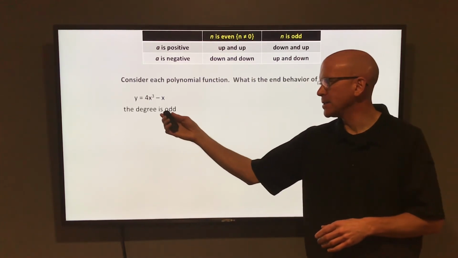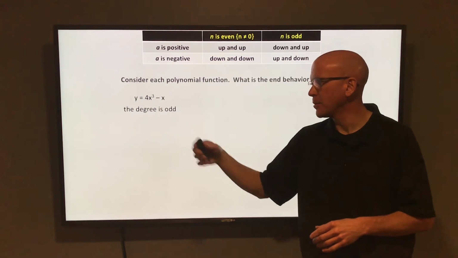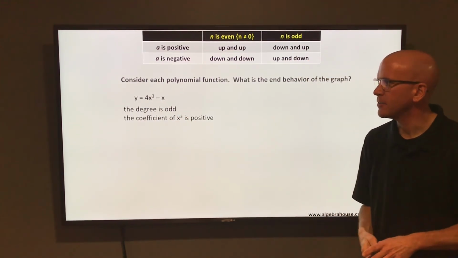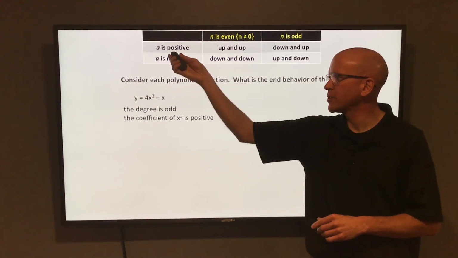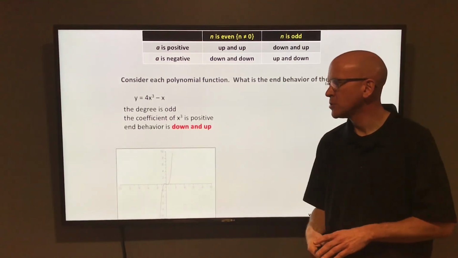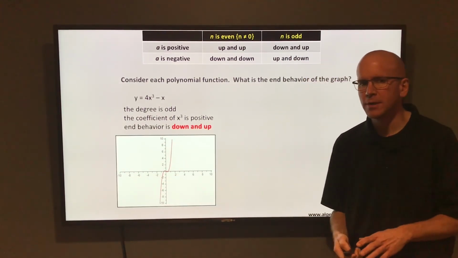So the degree here is odd. It's a third degree polynomial. The degree is 3. That's an odd number. The degree is odd, and the leading coefficient is 4. That leading coefficient is positive. So based on this chart, with the leading coefficient being positive and the degree being odd, the end behavior when I graph this should be down and up. Down on the left side and up on the right side, which it is.